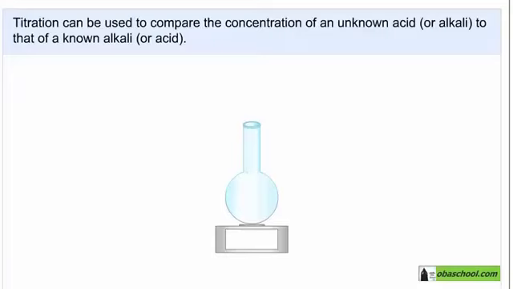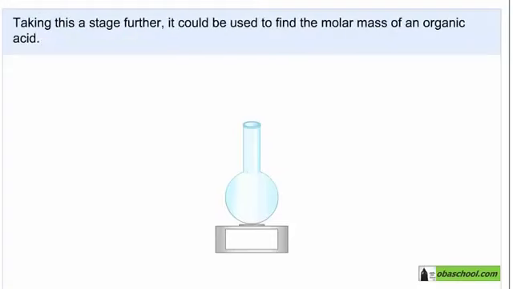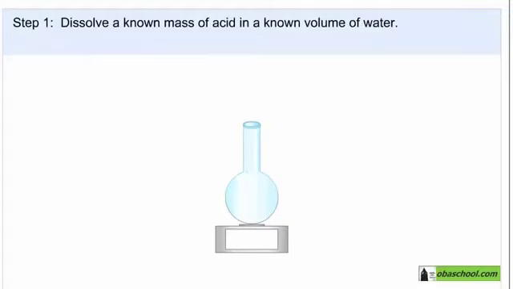In this video, we will explain the titration experiment. Titration is an experiment used to determine the unknown concentration of acid. As the first step, we need to prepare the acid solution. We dissolve a known mass of acid in a certain volume of water.